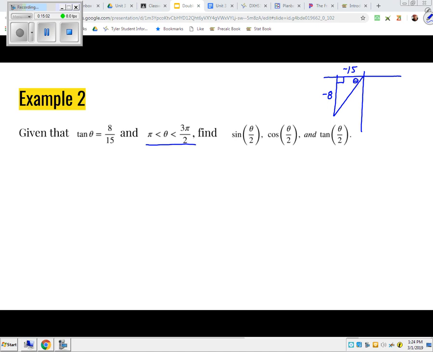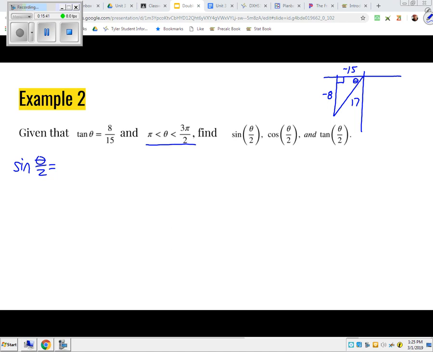So help me out with that hypotenuse, please. Pythagorean triple. 17? 17. And so since everything else was negative, this should be negative as well. So radius is the distance. Awesome. You guys listen so well. All my classes listen this well. Teach forever. So sine of theta over 2.